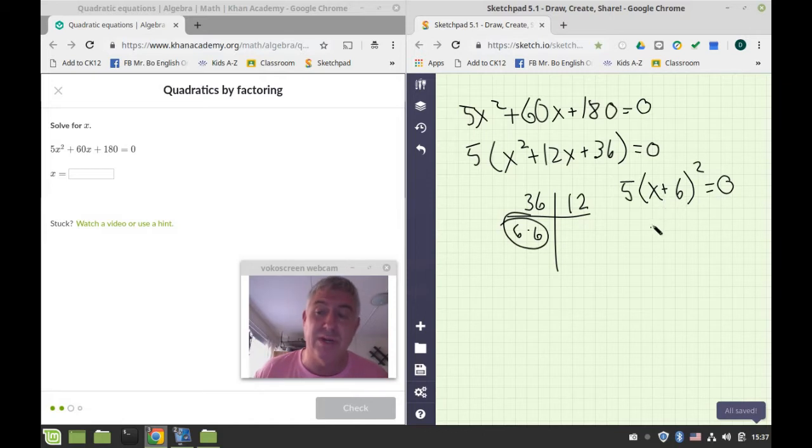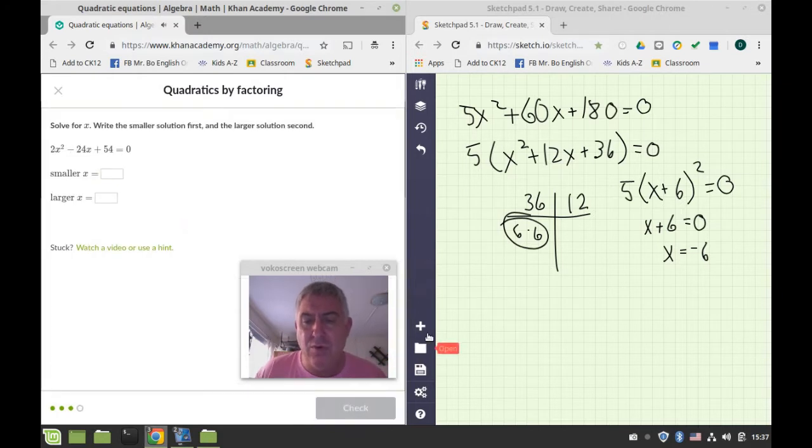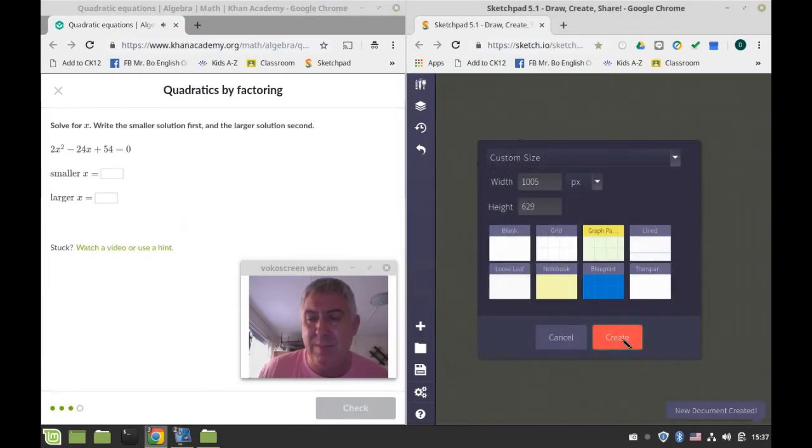And from zero product property, I'm going to know x plus 6 is equal to 0, because 5 is not 0, so this has to be 0. So x is equal to negative 6. So we have one answer, and that is negative 6. Okay, and we have one more problem in this set.